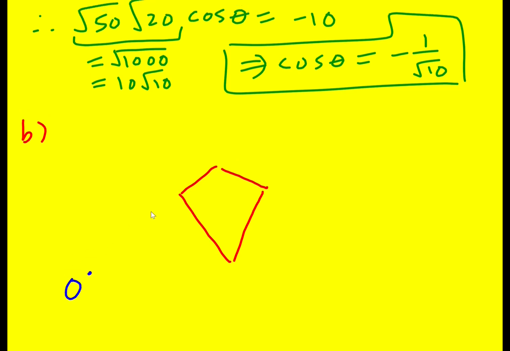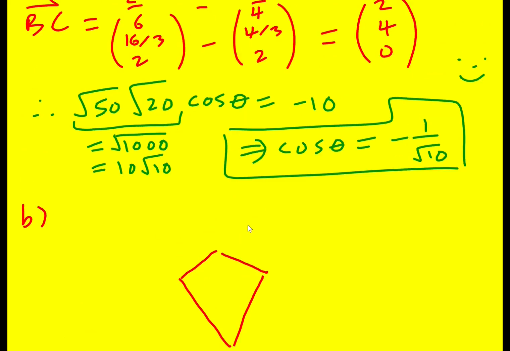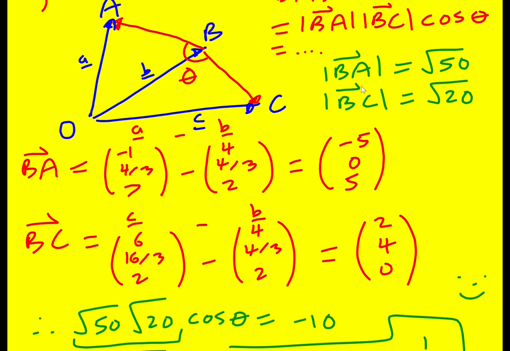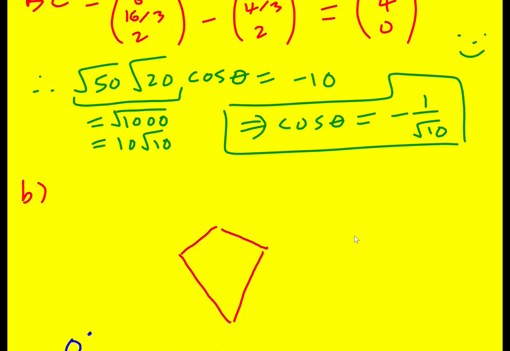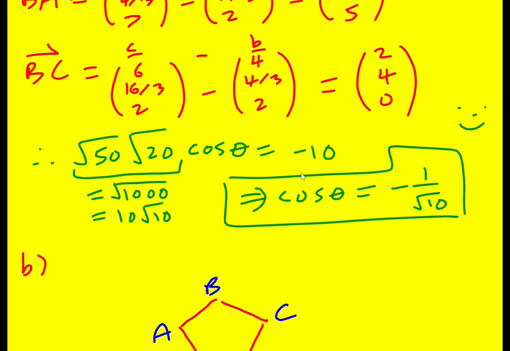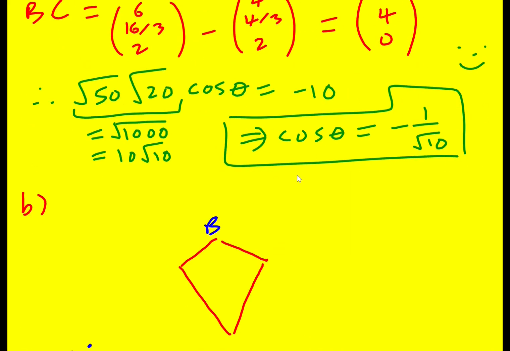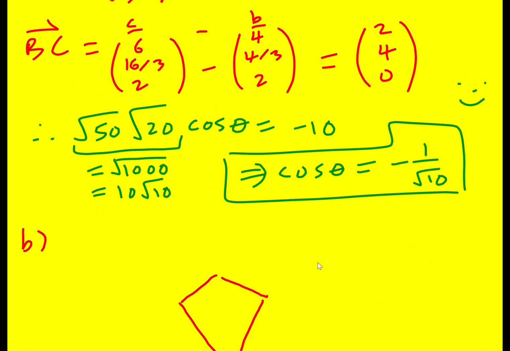Now we need to think carefully how we label our kites. For example, we already know that BA and BC are not the same length, so you can't, for example, go BAC. That doesn't make any sense because BA is not the same length, and we know in a kite they would be. We also know that because the cosine is negative, the angle is going to be obtuse. It's going to be more than 90 degrees.